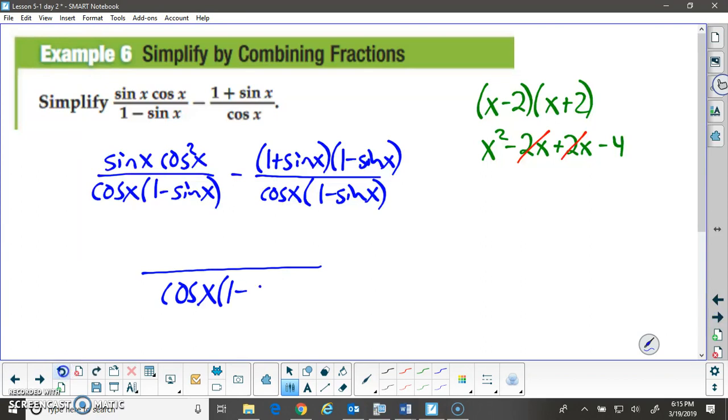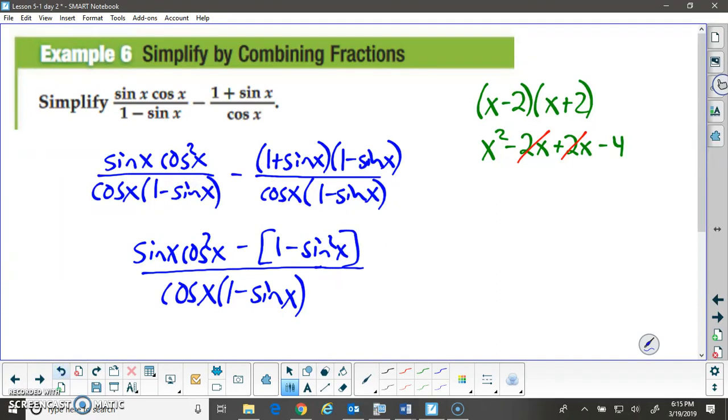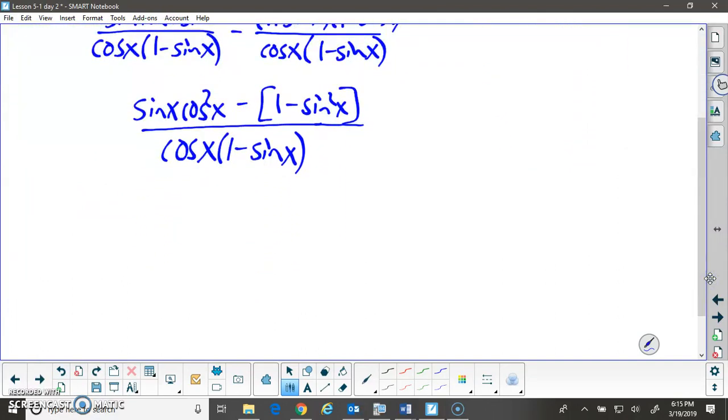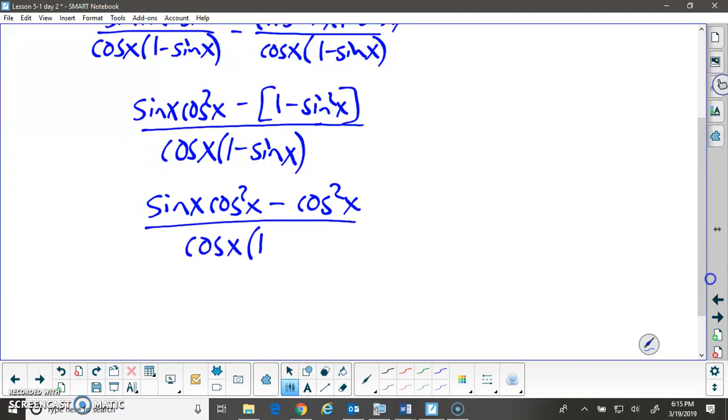So if I take that same approach, I now have my LCD of cosine of x times 1 minus sine of x. And the numerator is sine of x times cosine squared of x minus, this becomes 1 minus sine squared of x. Now I put brackets around all that because hopefully you can see that that is a Pythagorean identity. And that right there is equal to cosine squared. So my numerator is sine of x times cosine squared minus cosine squared, all divided by our LCD.